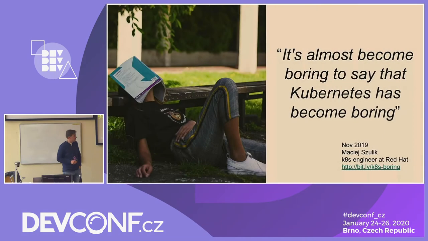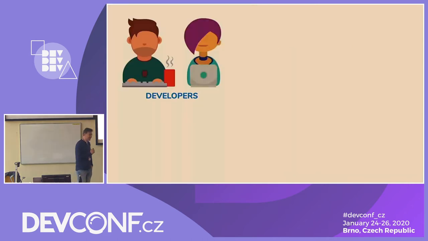The other day, I was reading a blog on the OpenShift blog. Matthias Schulig, a Kubernetes engineer, said something like, it's almost become boring to say that Kubernetes has become boring, which is kind of interesting to hear, because I use Kubernetes and I don't find it boring at all. So when we talk about Kubernetes, we find that there are different types of users of the platform.